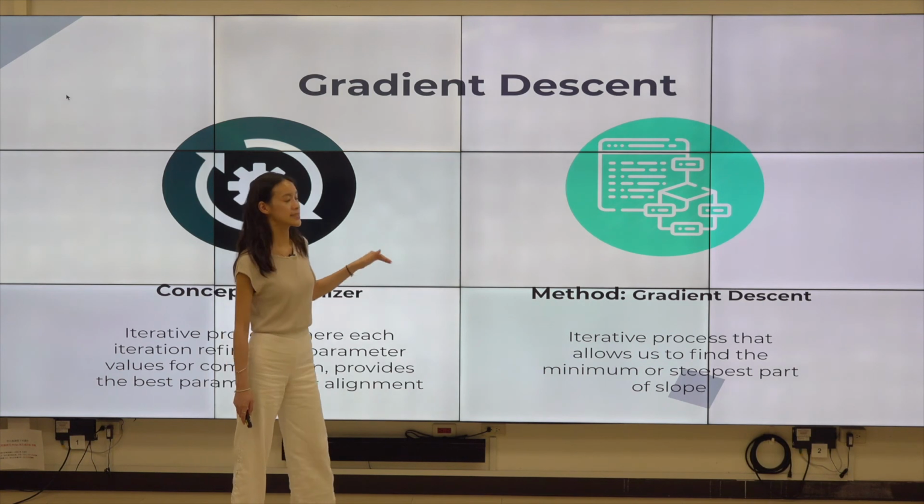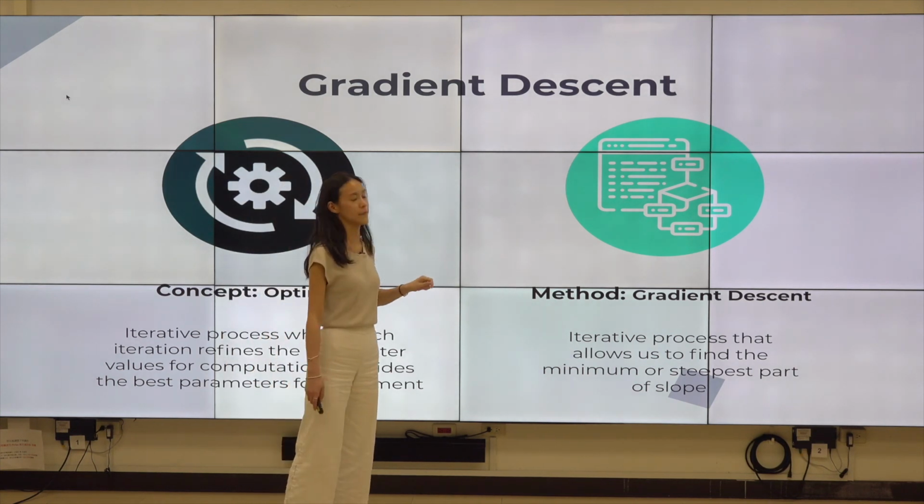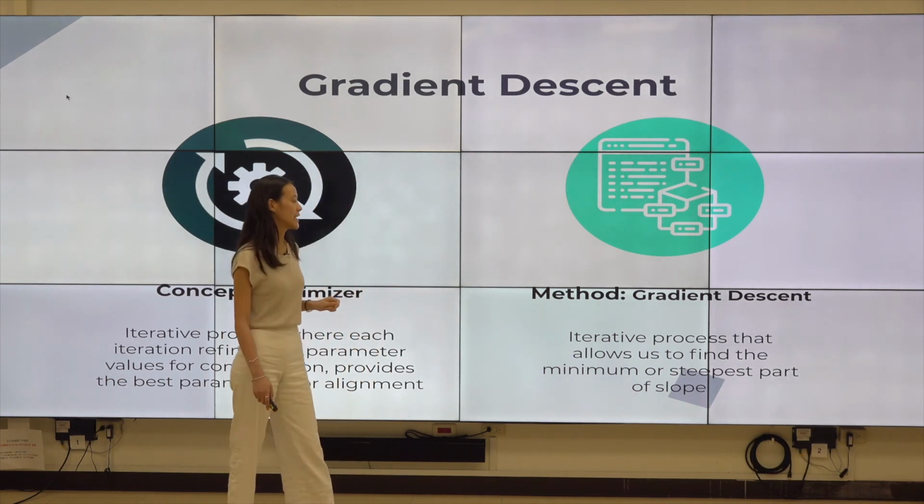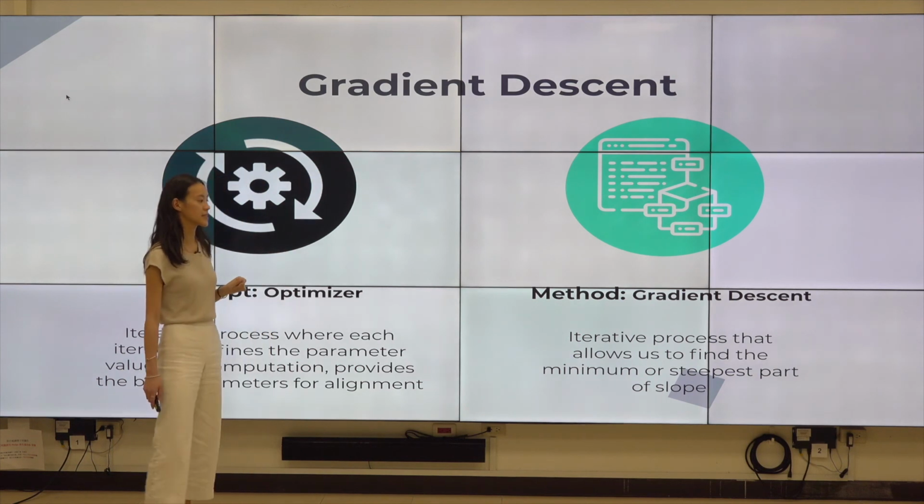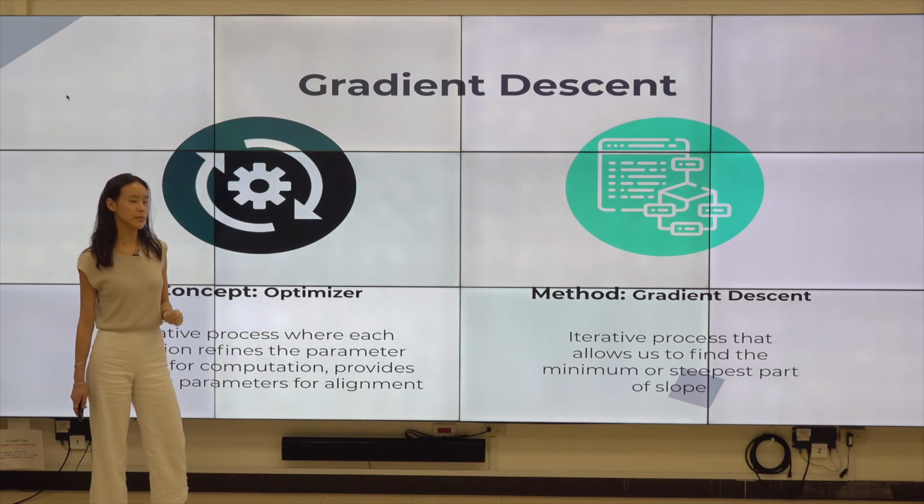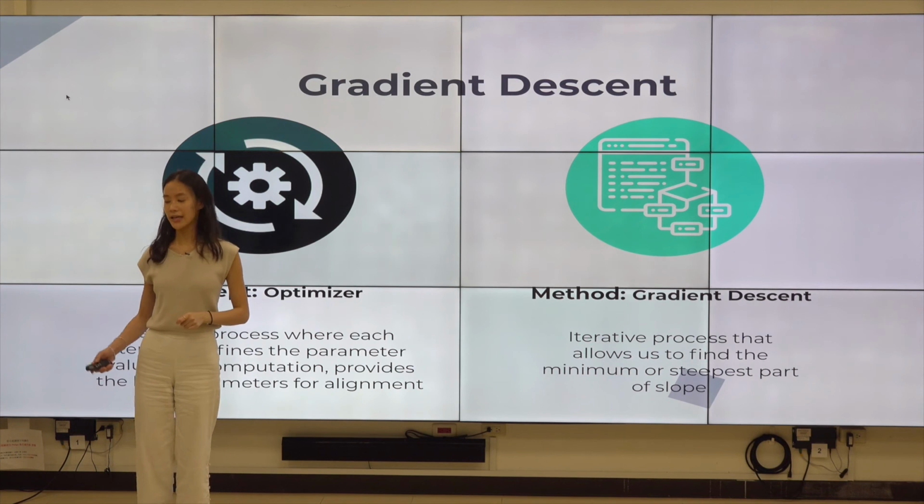And so in this case, for our optimizer, as I stated before, we're using gradient descent, and it is an iterative process that allows us to find the minimum or the steepest part of the slope, as we'll see in the next slide.